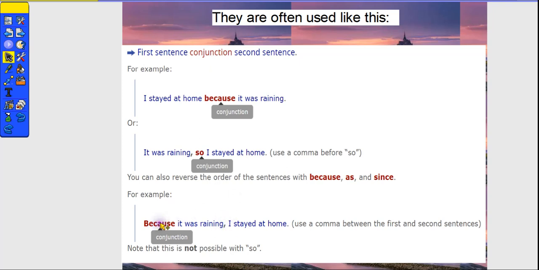Yes, we can reverse the sentence using because, but you cannot do the same using so. You cannot say, so it was raining, I stayed at home. You cannot do that. This can be done with the use of because. You could use since here: since it was raining, I stayed at home, but you cannot use so in this example.